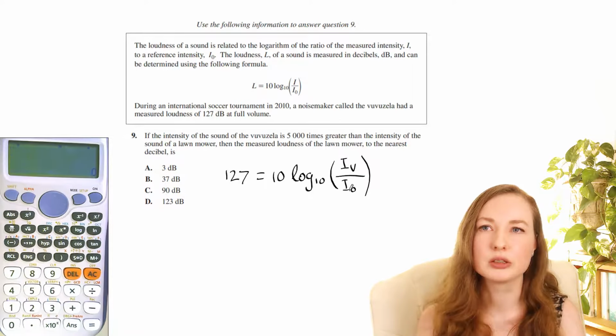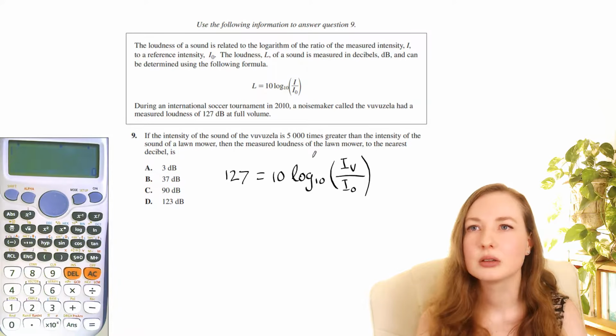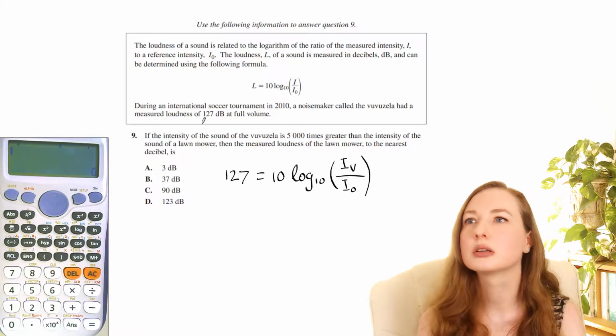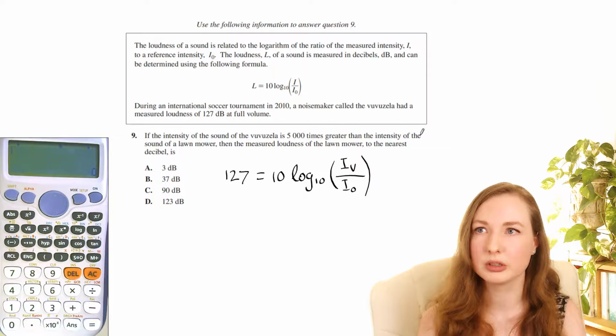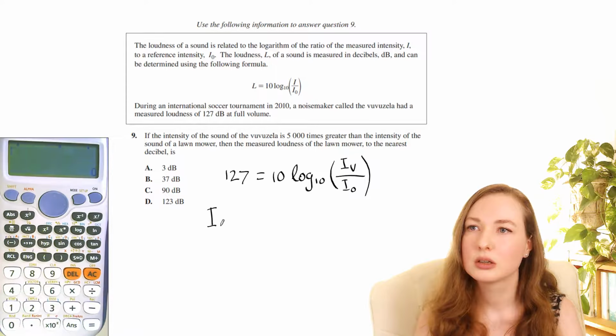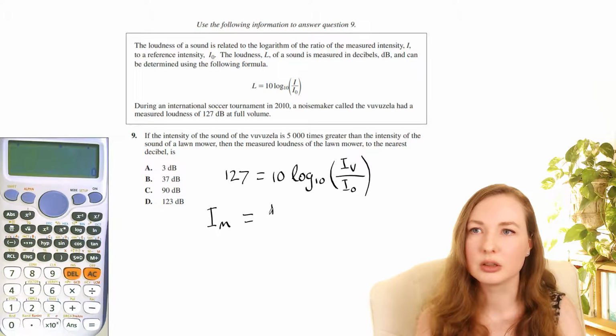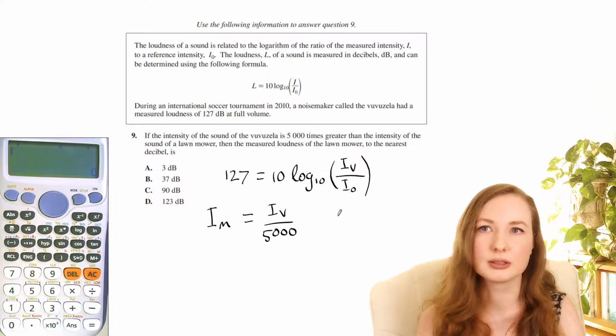It doesn't really matter what that is. It's just a very, very quiet sound intensity that we use as a reference. Okay, so we know that this is true. And then what does it say? The intensity of the vuvuzela is 5,000 times greater than the intensity of the lawnmower. So that tells us that the intensity of the lawnmower, let's call that IM, is 5,000 times smaller than the intensity of the vuvuzela. So we could say IV over 5,000 is what that is.